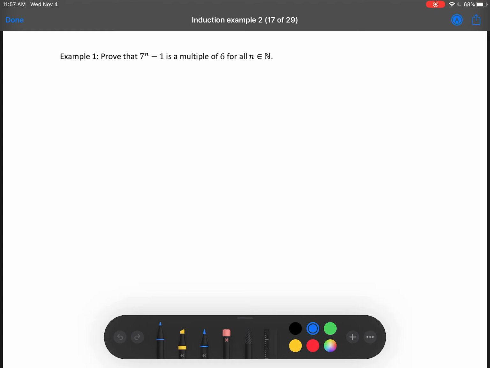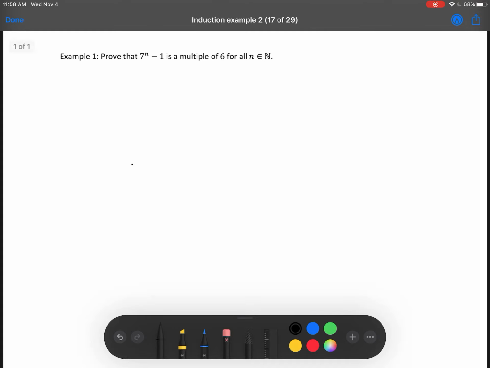All right, so here's a second example of induction, and this one is involving divisibility. Again, we're not going to do the formal proof here, but we're going to walk through the quote-unquote scratch work to figure out the base case and the inductive case. Here's what we're trying to prove: that 7 to the power n minus 1 is a multiple of 6 for all natural numbers n.